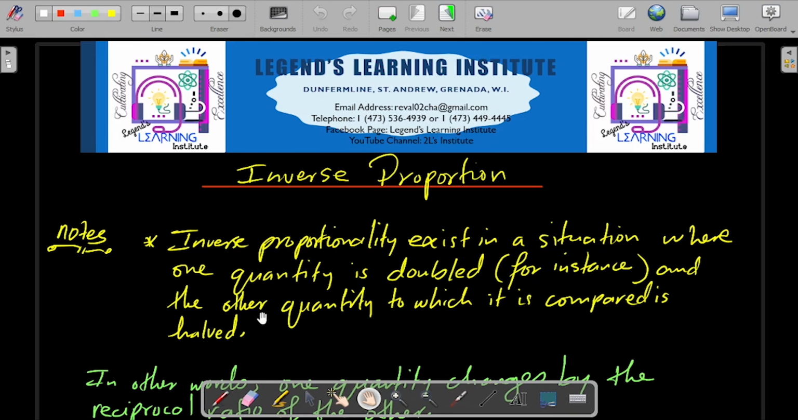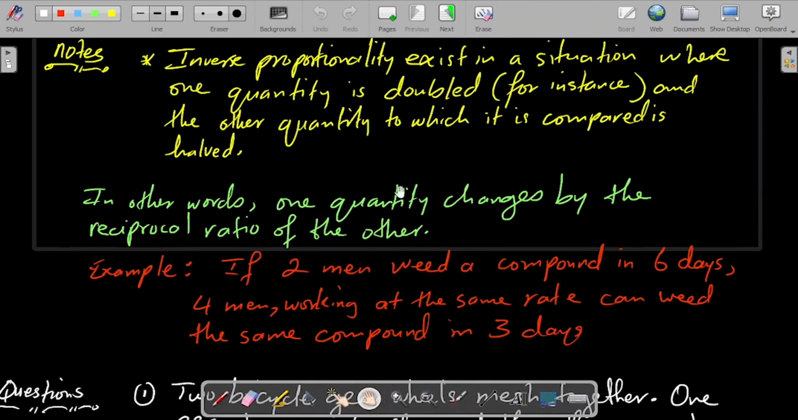Now, inverse proportionality exists when you have a situation where one quantity, for instance, is doubled and the other quantity to which that quantity is compared is halved. In other words, we say one quantity changes by the reciprocal ratio or the inverse ratio of the other quantity. For example, if two men weed a compound in 6 days, then 4 men working at the same rate would weed the same compound in 3 days. So they would take less time to weed the compound.